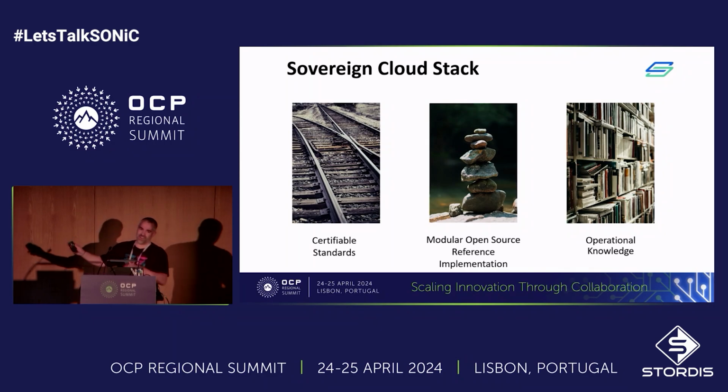This is the last Sovereign Cloud Stack introduction slide. Sovereign Cloud Stack is based on 3 foundations. The modular open source reference implementation is called OSISM. It's the technology you can use, but it's not necessary that you really use that implementation. You can also use another OpenStack flavor or another Kubernetes flavor. But we also have these certifiable standards. We defined standards which can be checked in an automated way.